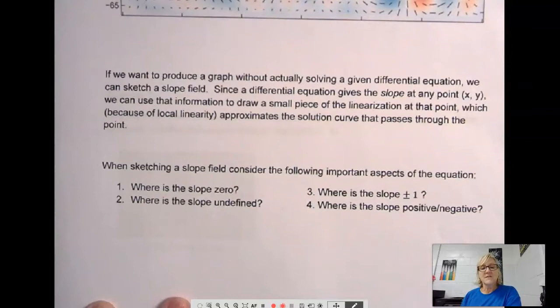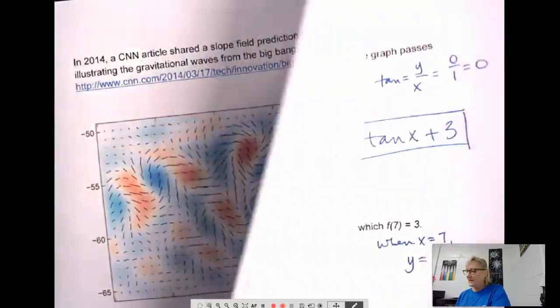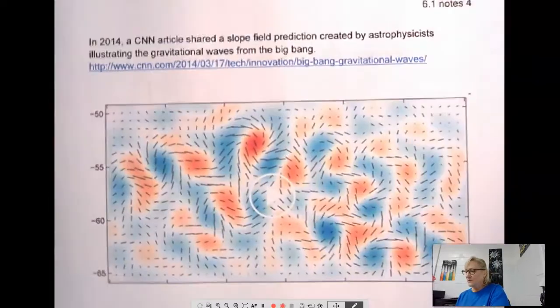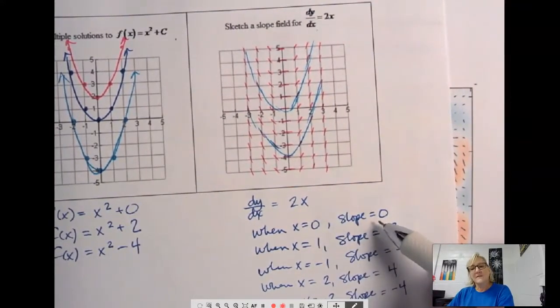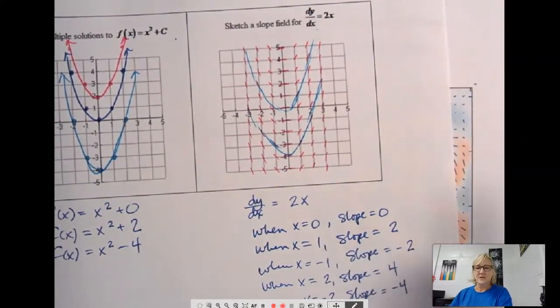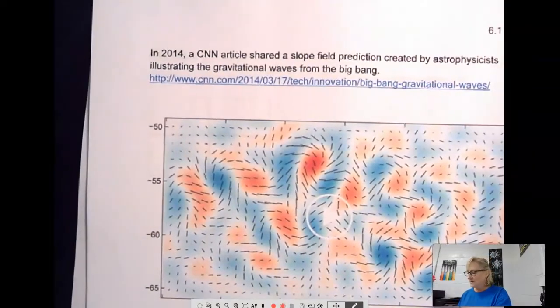When sketching a slope field, consider the following important aspects of the equation. Where is the slope 0? Where is the slope undefined, if at all? Where is the slope 1 or negative 1? And where is the slope positive or negative in general? So we kind of did that with this slope field that we plotted back here. I was just saying, okay, anytime that x is 0, the slope is 0. Anytime x is 1, the slope is 2. So we're just generalizing patterns in order to sketch these slope fields.